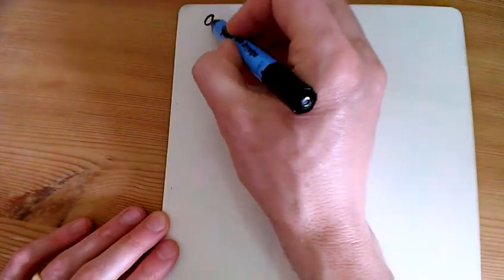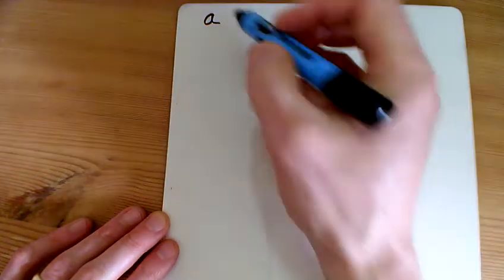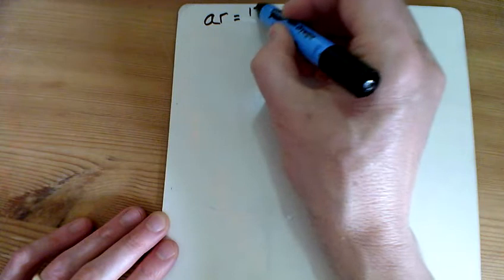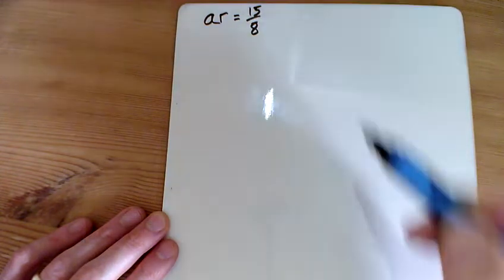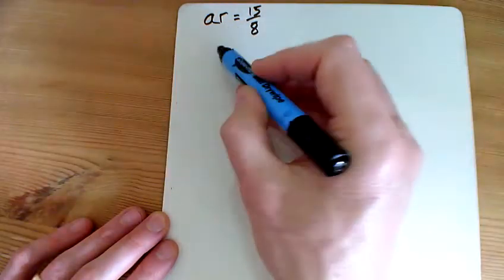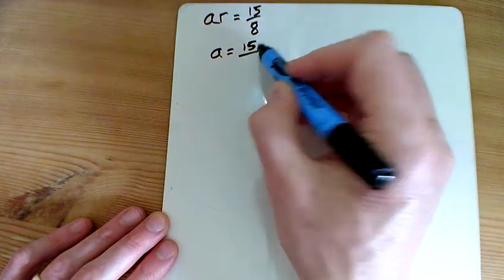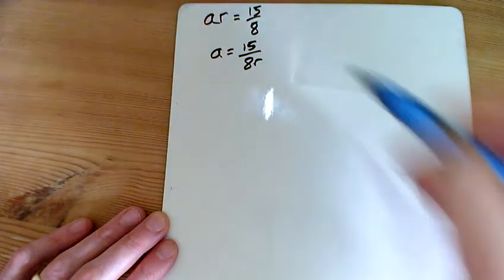The last one of these, question 11, another simultaneous one. We're not told what the first term is. We're told what the second is, and the second is AR. And we're told that the second term is 15 over 8. What we're going to do with that is divide both sides by R. Let's say that A is equal to 15 over 8R.